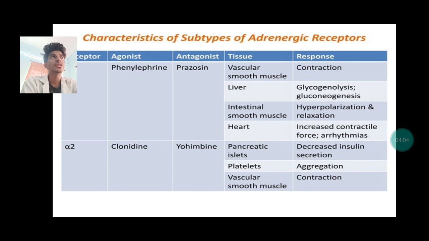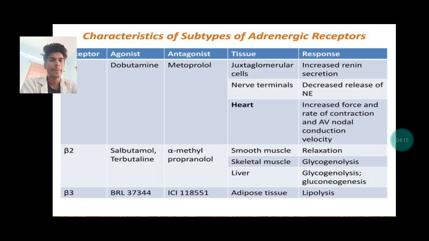Alpha 2 receptor is present in pancreatic islets, platelets, and vascular smooth muscle. Their function is decreased insulin secretion, aggregation, and contraction. Beta receptors are beta 1, beta 2, beta 3. Beta 1 is present in juxtaglomerular cells, nerve terminals, and heart. Their response is increased renin secretion, decreased release of norepinephrine, increased force and rate of contraction, and AV nodal conduction velocity.